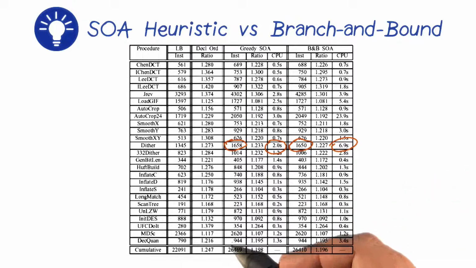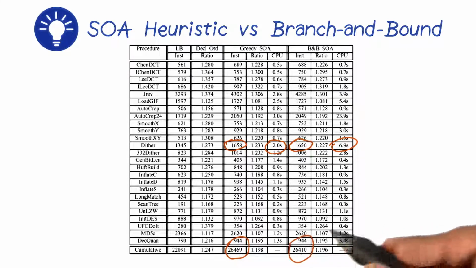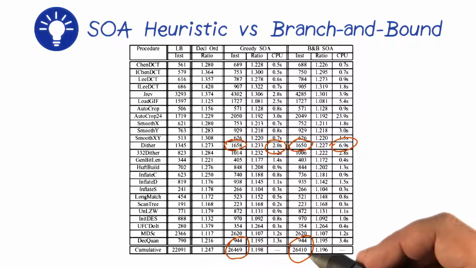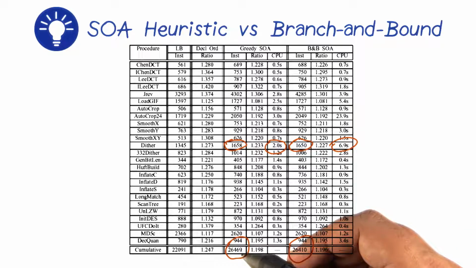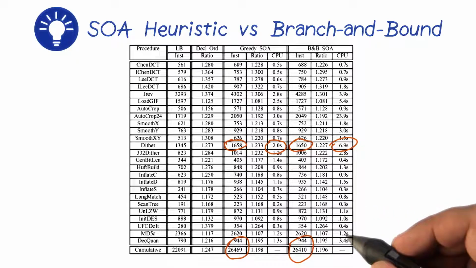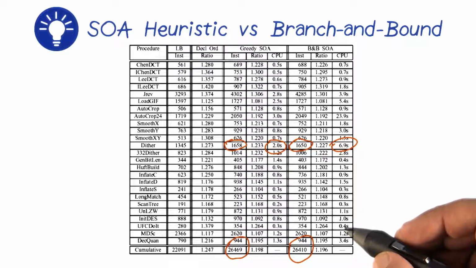The overall performance you can see between the greedy and the branch and bound, which is circled here, the total number of instructions, is that the branch and bound is slightly better in terms of performance. The number of instructions is less. It is 26,410, whereas for the greedy it is 26,469. The time it takes, however, for the branch and bound is higher.